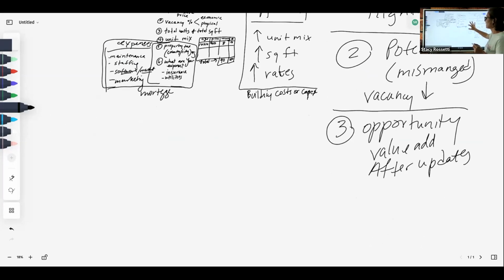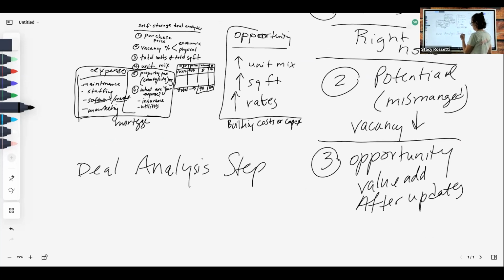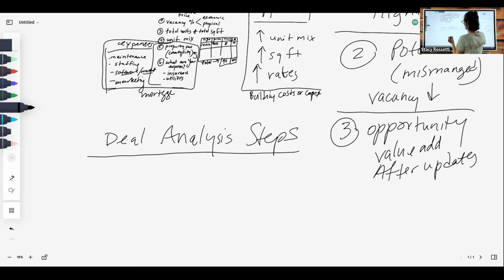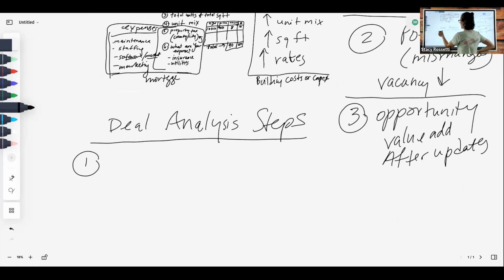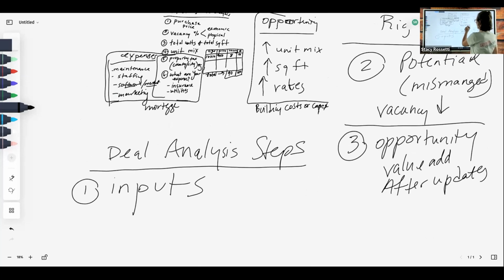Analyzer. All right, and these are the deal analysis steps. Step one is you need to put your inputs in. Your inputs are going to be these, right? This is your inputs right here. You have to put your inputs in so that you can evaluate your deal. And these are the inputs.